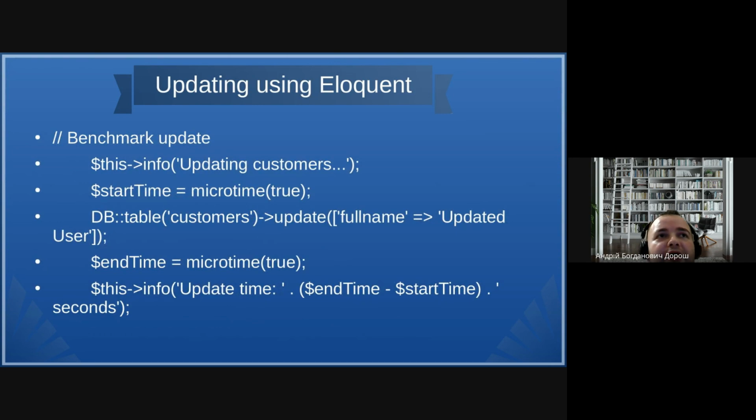Also, we can try updating using Eloquent. There is just a DB table and update statement. And of course, we need to specify which users to update, otherwise all of them will be updated. So we update, in this case, all users because we want to test the time it takes to update all users, like 1,000 or more.